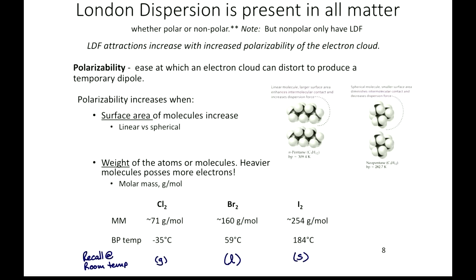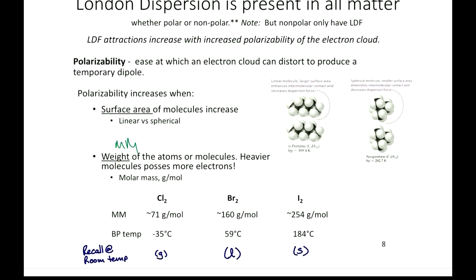And so that directly relates into the idea of producing a temporary dipole, which relates to London dispersion attractions. A substance that is more polarizable is able to exhibit more London dispersion because it can produce a temporary dipole quite easily. And the factors, as I already mentioned: polarizability will increase when surface area increases, or the weight or the molar mass of your substance increases as well.